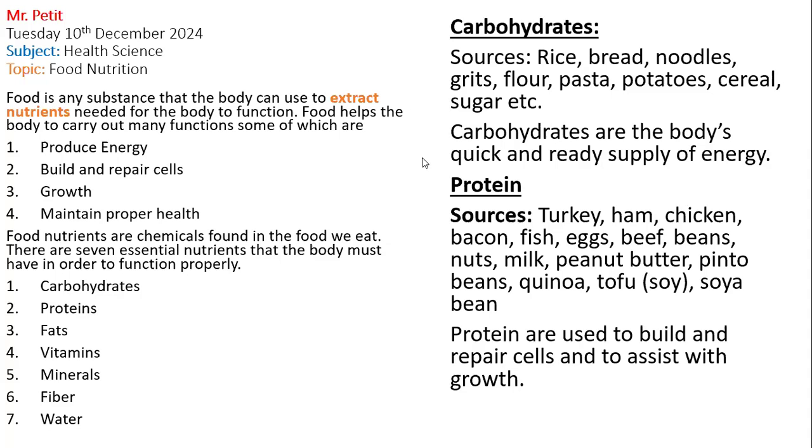Protein could be beef. No, I mean, read the sources. Sources of protein are turkey, ham, chicken, bacon, fish, eggs, beef, beans, nuts, milk, peanut butter, pinto beans, quinoa, tofu, soy, soya bean. Protein is used to build and repair cells and to assist with growth. Very good, assist with growth.